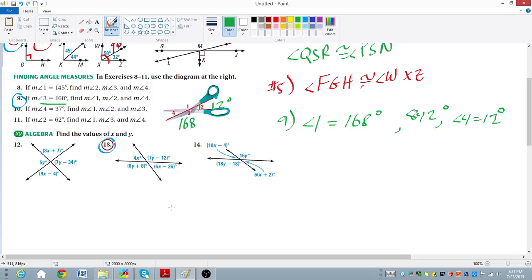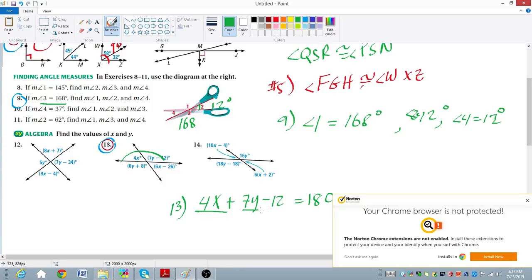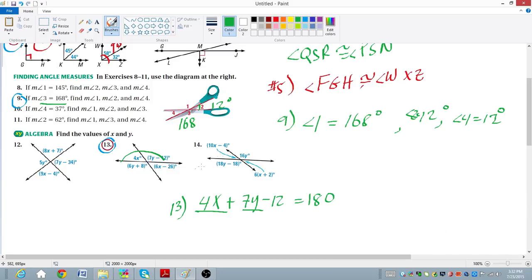Now number 13. Because of supplementary, I have 4x plus 7y minus 12 equals 180. But this is a bad way to go about it because I have both x and y here. It's hard to solve for it. So I also know another fact: angle 1 right here and angle 2 are congruent because they're vertical angles. So I could use that instead because they're both in x. So I could just solve for x.